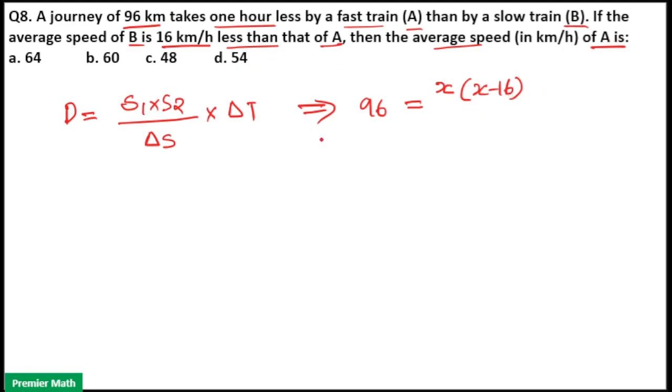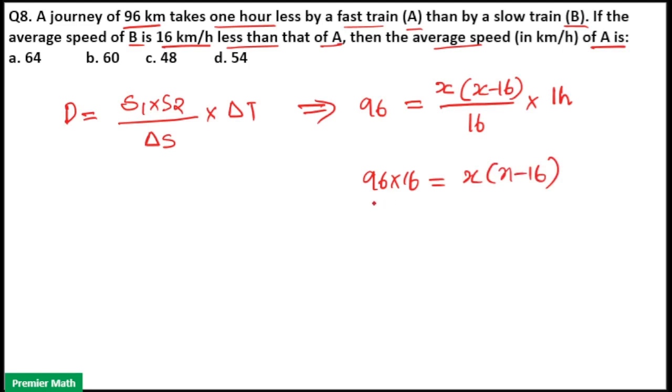So speed of A into speed of B will be x into x minus 16, divided by the difference in speed, which is 16 km per hour, and the difference in time is here 1 hour less. So the difference in time is 1 hour. That means here 96 into 16 is equal to x into x minus 16.